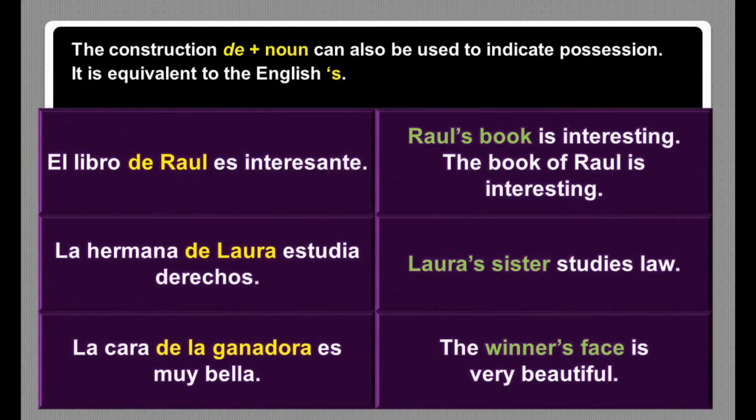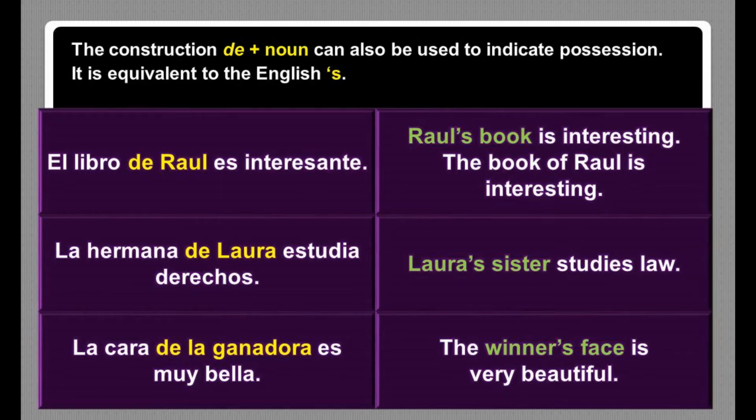The construction de plus noun can also be used to indicate possession. This is the equivalent of the English apostrophe S. So Raul's book is El Libro de Raúl. Raul's book is interesting, or the book of Raúl is interesting, is El Libro de Raúl es interesante. Laura's sister is La Hermana de Laura. So Laura's sister studies law. La hermana de Laura estudia derechos.